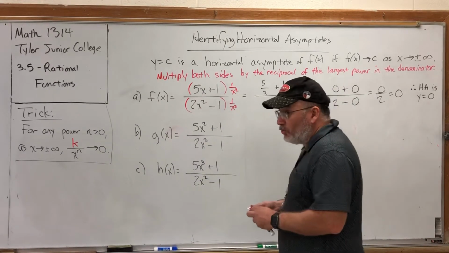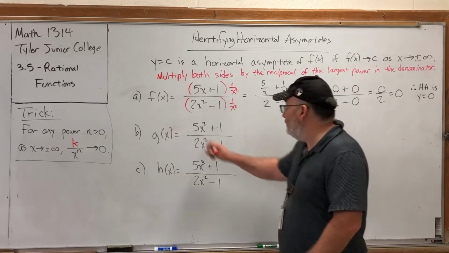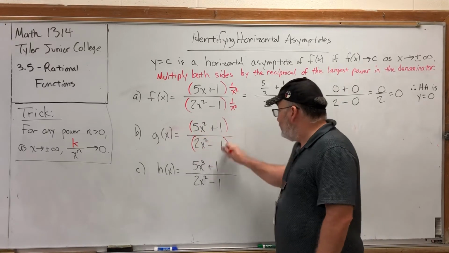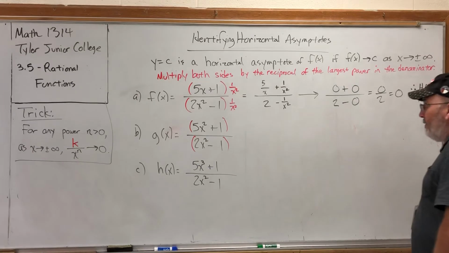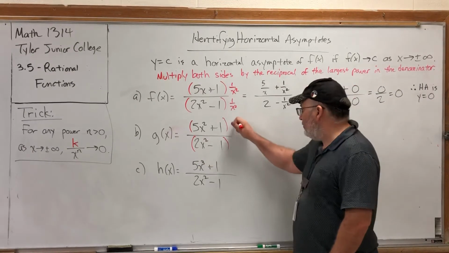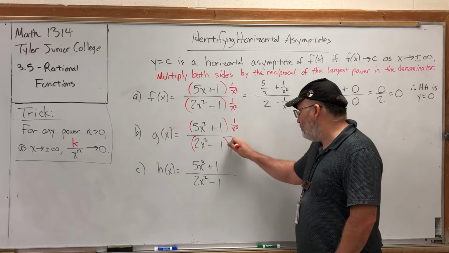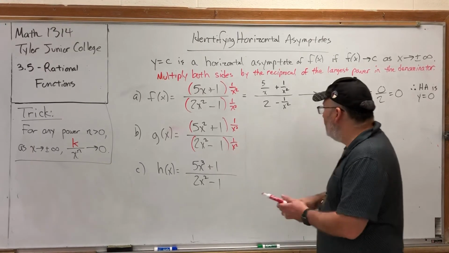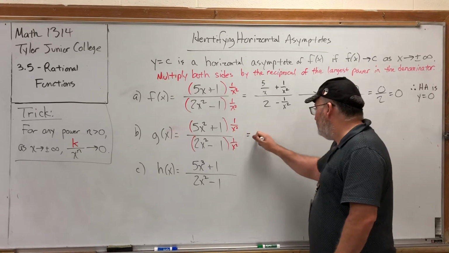Oh, by the way, there's a shorter way to do this. We're going to figure it out first. Again, the trick to the setup is to multiply by the reciprocal of the largest power in the denominator, which is still x squared, so let's multiply both sides by 1 over x squared. And think about what we would get.